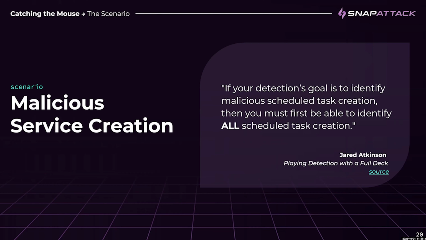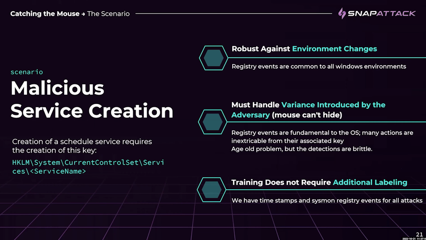But if you're going to do that, you have to be able to identify it. His quote was, if your detection goal is to identify malicious scheduled task creation, you must first be able to identify all scheduled task creation. So you have to understand the base condition, all the different circumstances under which this could happen, if you want to successfully detect it.